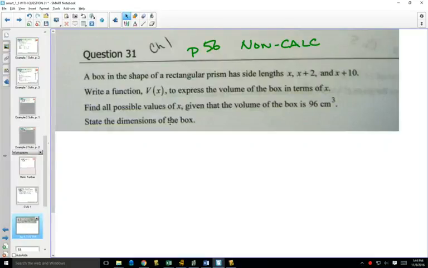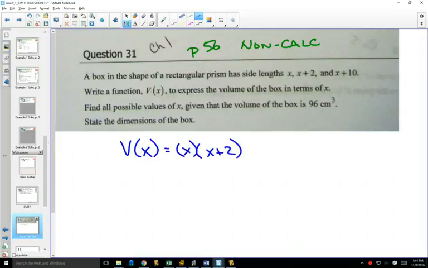So this question was on an old exam, and the first thing you needed to do was write a function to represent the volume. The volume's going to equal length times width times height. And so that was the first mark out of the 5 marks that this question was worth. Not too bad. Then it says find all possible values of x given that the volume is 96.